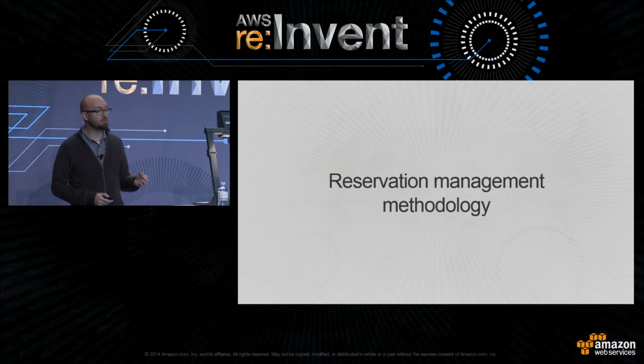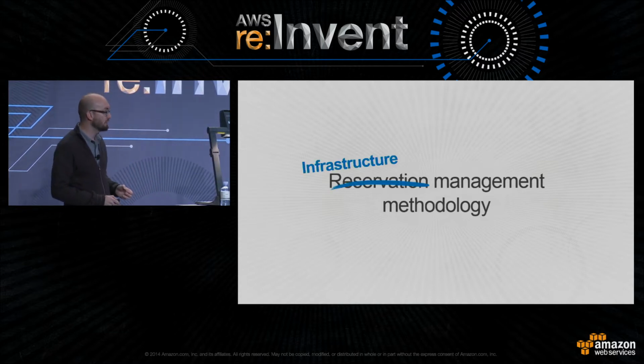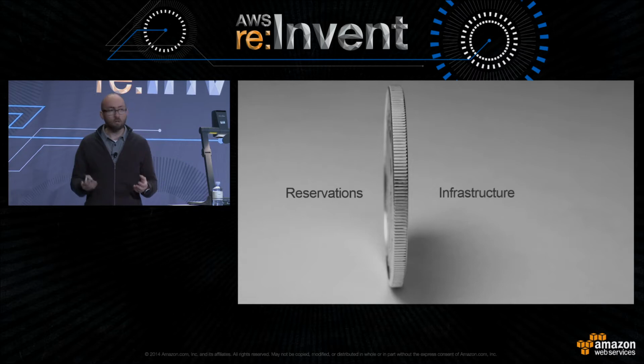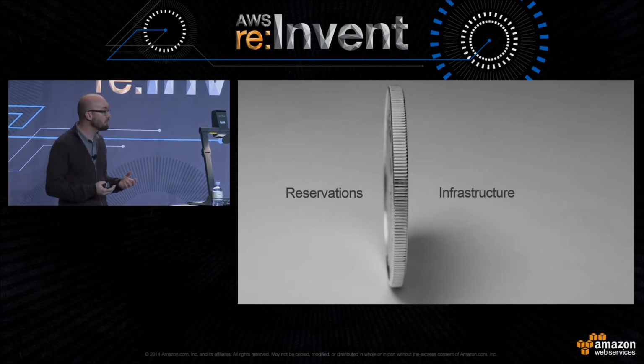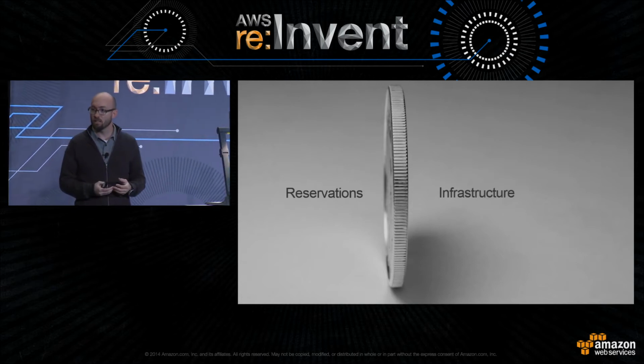So what we're going to do is break down which of those cadence of purchases makes the most sense. And we're going to do that by outlining what I'm calling a reservation management methodology, but really is more of an infrastructure management methodology. And the reason that I'm articulating it this way is because fundamentally, reservations and infrastructure are two sides of the same coin. And the reason that they're two sides of the same coin is because if you do them right, they influence each other in a positive way.